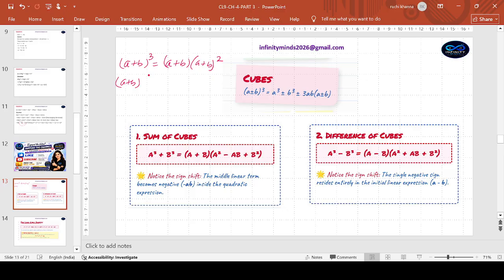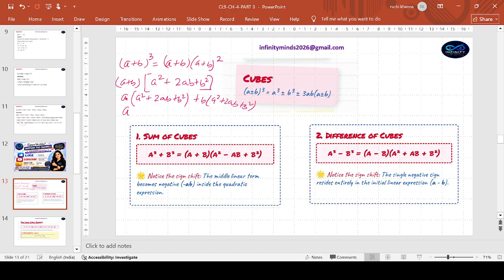A plus b whole square you have already done, an identity: a square plus 2ab plus b square, whichever way you want to write it. Now open the brackets and you will get this. This is what it means. Now how does one do multiplication of brackets? The number outside multiplies with each term inside. A shall multiply with this whole bracket, a square plus 2ab plus b square, and b will also multiply with a square plus 2ab plus b square.